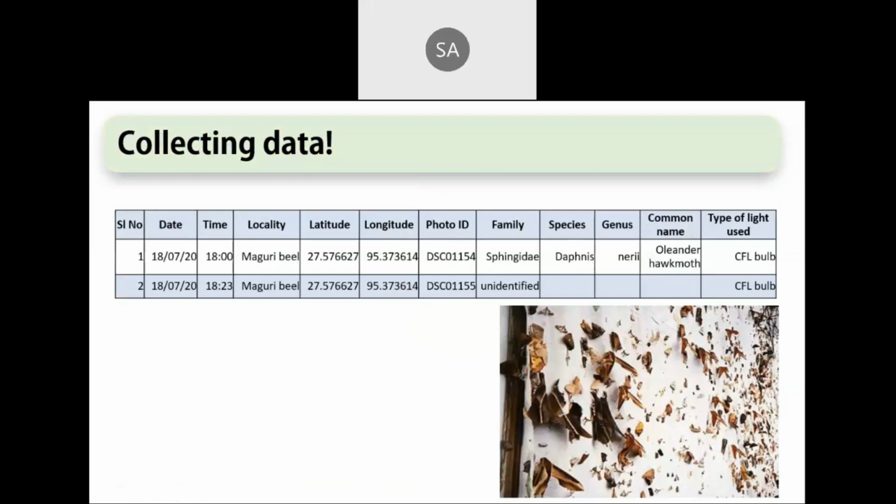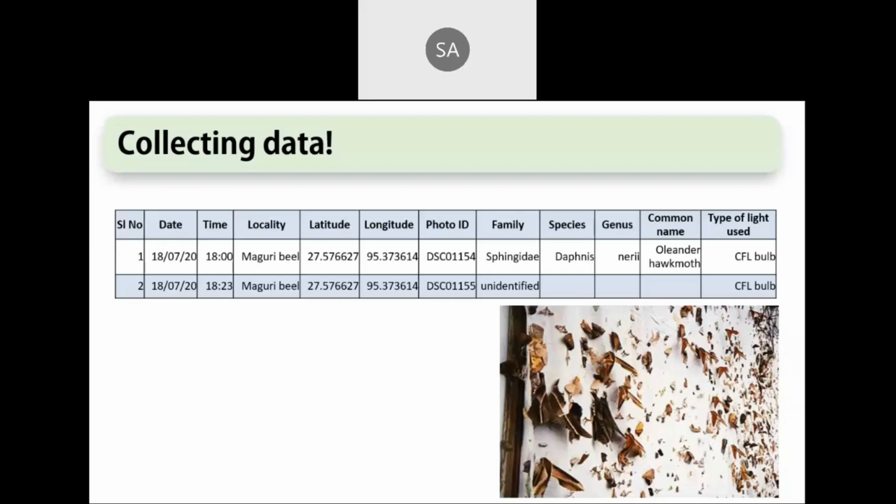So collecting data, this is one of the most important things, because when we do a scientific survey or a biodiversity survey, data is the most important thing. So to collect different kinds of data, we need to arrange or tabulate them in a very easy way so that we can do different kinds of analysis. So this is one example I have given. We have put serial number, date, time, locality, then the location, which is also very important.